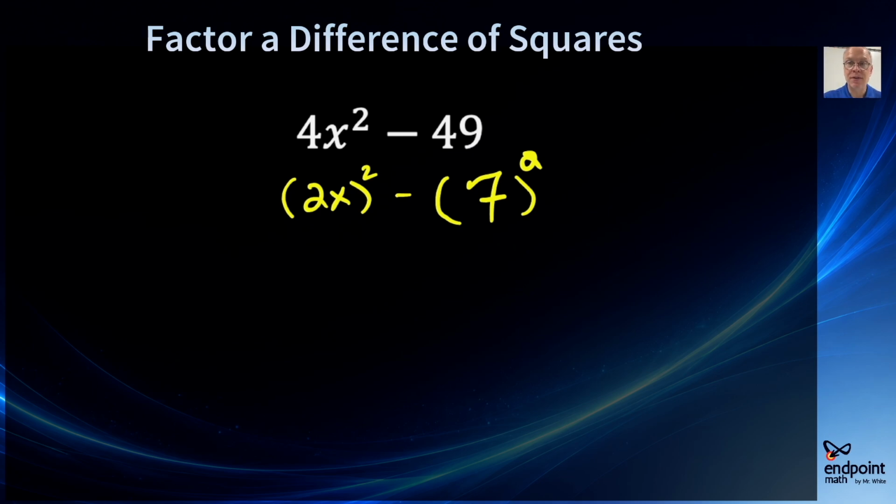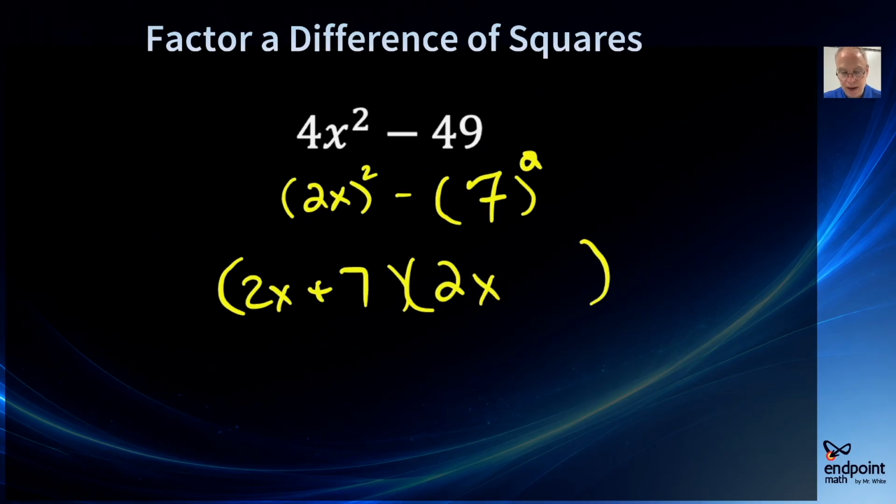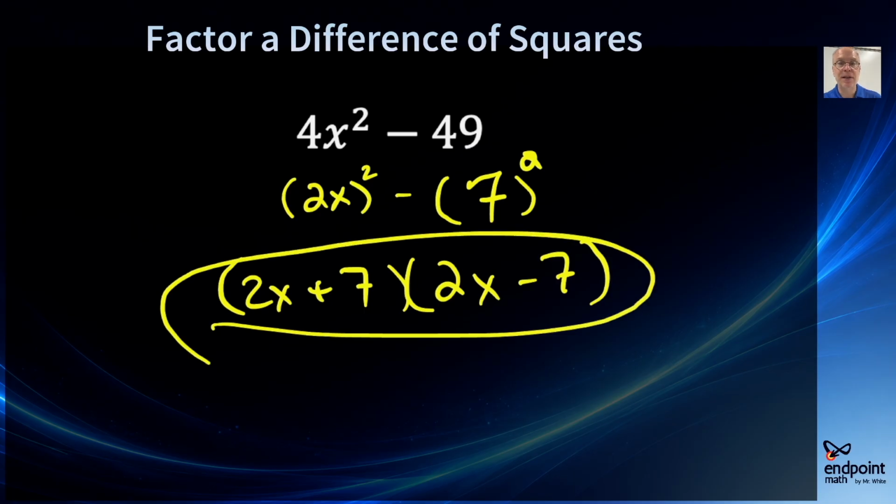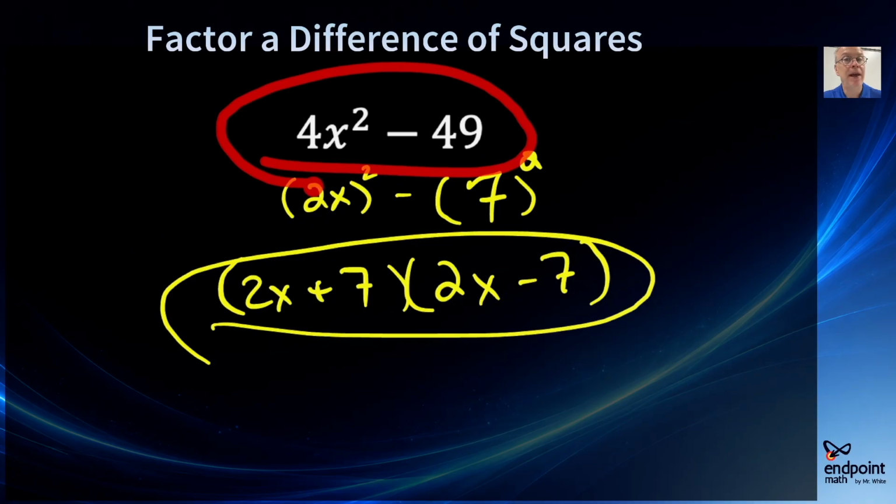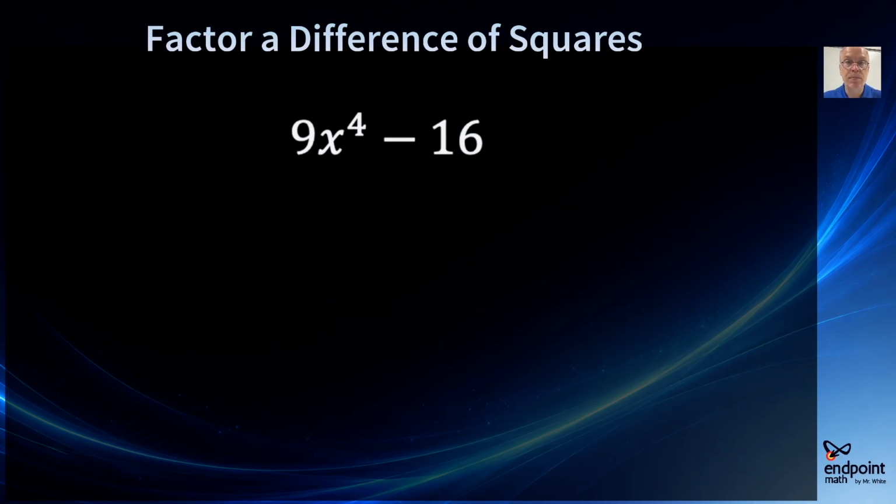So it's 2x squared minus 7 squared. So we do our sum and difference pattern: 2x plus 7 and 2x minus 7. And there's your answer. That's called a sum and difference pattern, and it's thanks to the fact that we were given a difference of squares to begin with. All right, one more simple example here, and then you'll be ready to tackle this stuff.